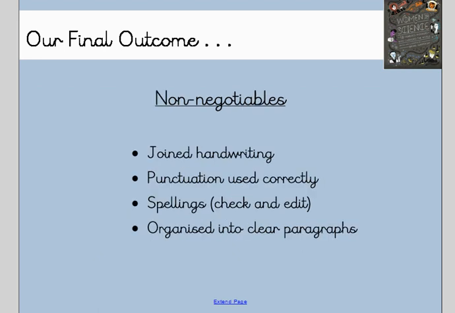And as always, when we create a success criteria, we do need to think about the non-negotiables. Okay, so by the end of today, you're going to have a really clearly set out, really clearly presented piece of work that is going to guide you and support you when you write your final outcome. So you'll be able to look back at this success criteria and think, right, okay, have I included all of these key features? Have I included them? Are they going to fit into my biography?